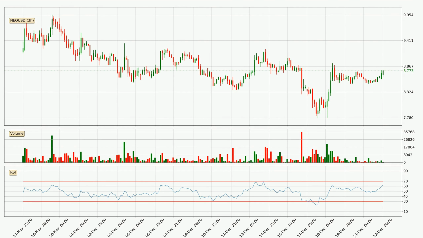Looking at the 3-hourly relative strength index, the current 3-hourly RSI is at 62, so there are currently no signs of the crypto being overbought or oversold.